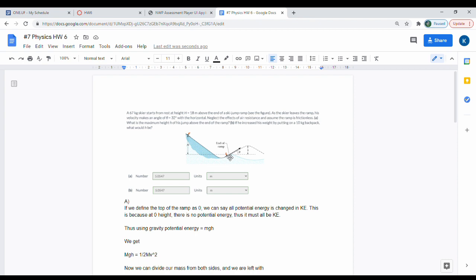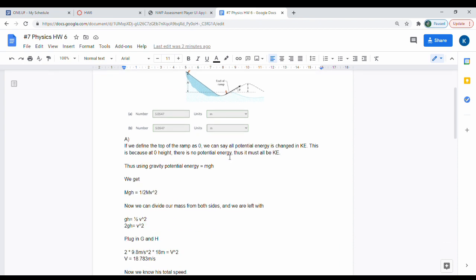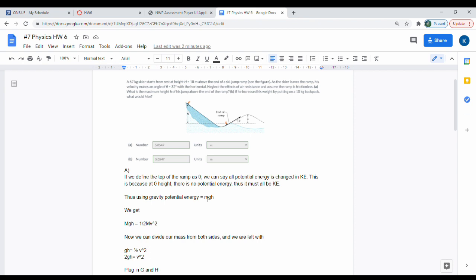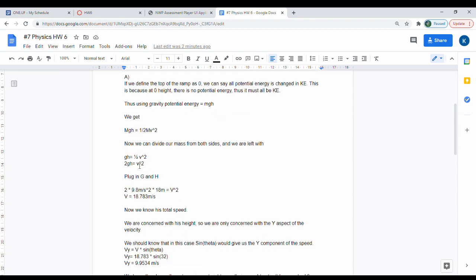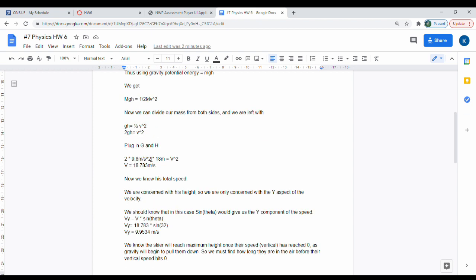So all of his energy must have been turned into kinetic energy, which basically means at the beginning, the potential energy is the same as the kinetic energy at the end. So we know the formula for gravitational potential energy, mgh, and then we know the formula for kinetic energy, 1/2 mv squared. So we set these two equal to each other. We divide both sides by m. We are left with gh equals 1/2 v squared, times both sides by 2. Plug in your g and h, whatever those numbers are, and then you will find your v squared. Square root that, you find your v.